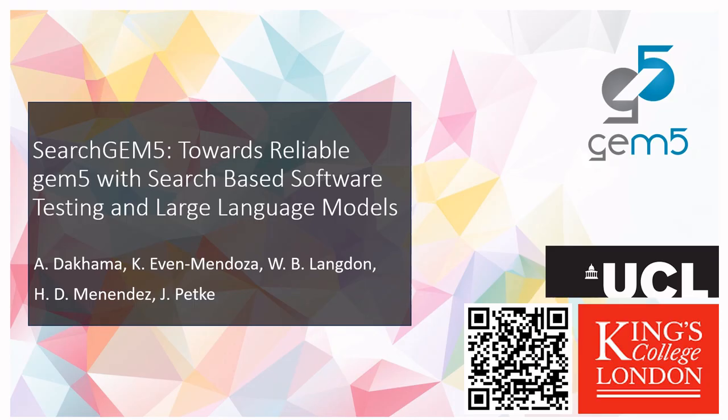We are going to present a system called SearchGem5 that is going to test Gen5, which is the system I was talking about. Basically, SearchGem5 tries to apply a combination of language models, search algorithms, and fuzzing in order to identify potential bugs in Gen5.